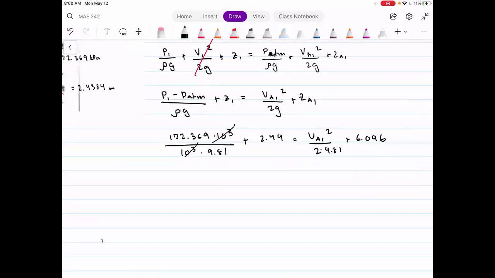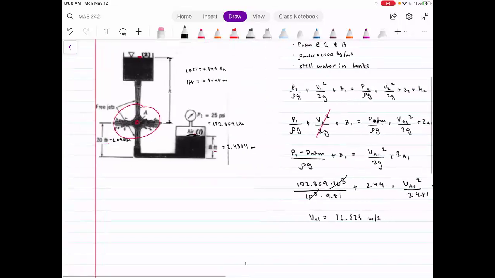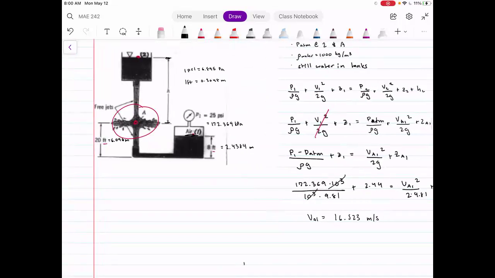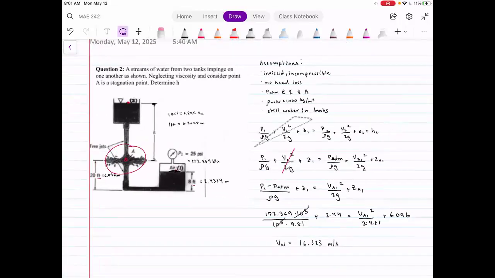And now we can go ahead and use our calculators and solve for VA1, which is going to be about 16.523 meters per second. Next, since we've solved for a value, we can go ahead and address that second tank. So let's go ahead and rewrite our Bernoulli equation, and I'm actually just going to move this one over here.